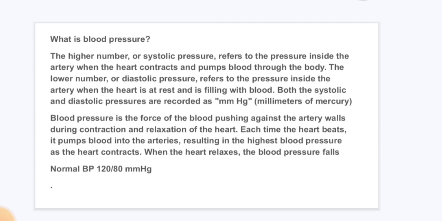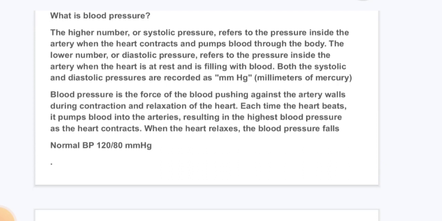This is the force of the blood. The pressure that the blood produces against the arterial walls is called blood pressure. It refers to the pressure inside the artery when the heart contracts and pumps blood through the body. It has two parts, systolic and diastolic: the upper value is called systolic and the lower value is called diastolic. It is measured in mmHg.